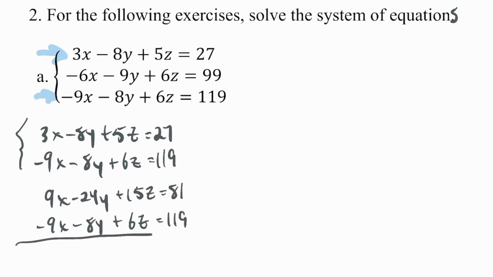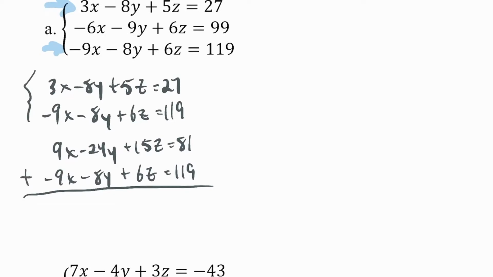When I add these two equations together, the x's cancel. I get negative 32y plus 21z equals 200. This we'll say was step 1.